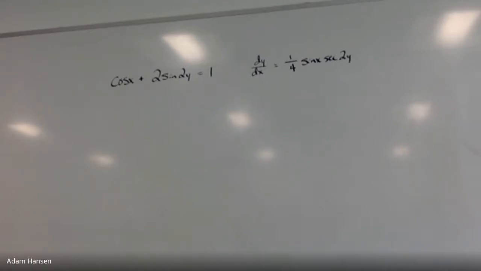We'll put these together. You can take 2 dy dx times 2, or 4 dy dx. So negative sine x plus 4 cosine 2y dy dx. And what do you move over? Right. Add sine x to each side. You're on the right track. Good.